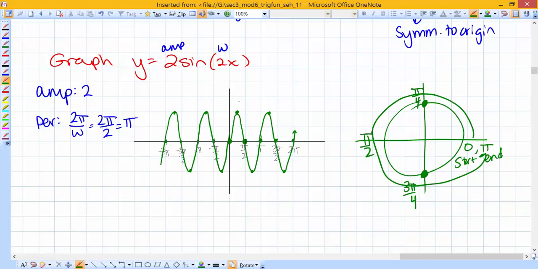So again, it's moving fast. All right, so there's that one. Domain is still negative infinity to infinity. However, the range has changed.